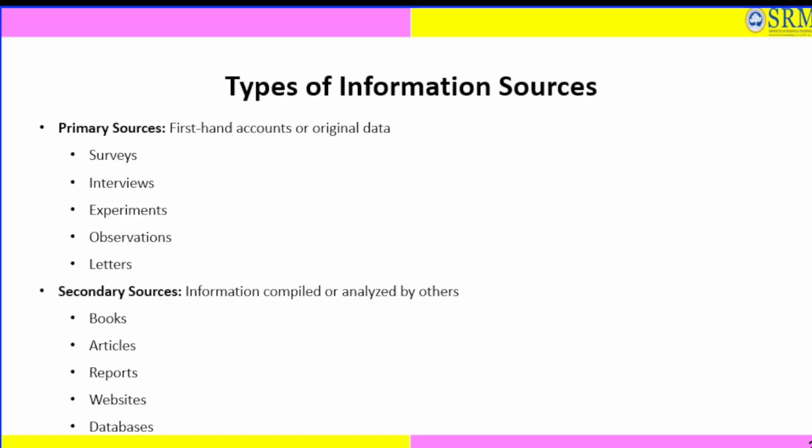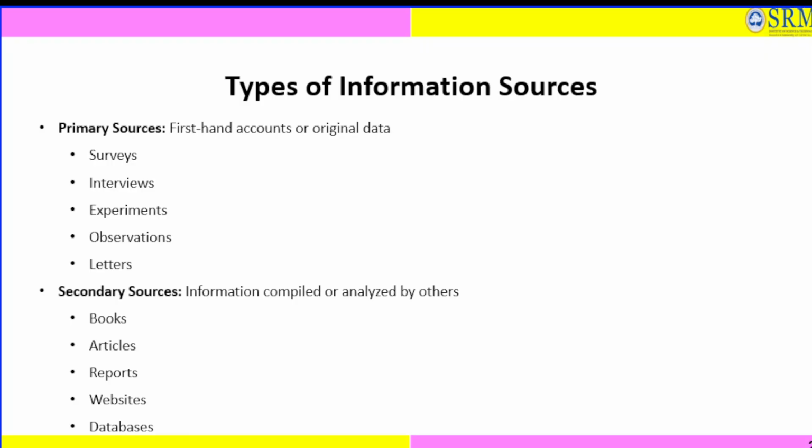And secondary sources are nothing but the data that were previously collected from the primary data and tested. Secondary data is data that has already been collected and analyzed by someone else. So it can be obtained from other sources such as government agencies, research organizations, or published studies like books, articles, reports, websites, databases.